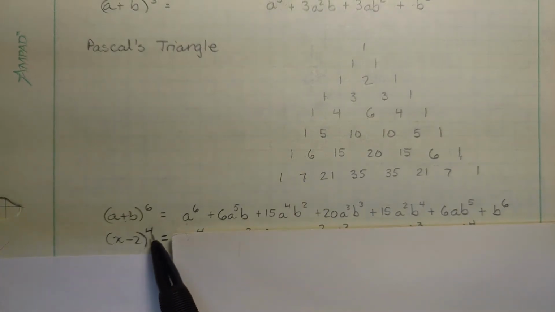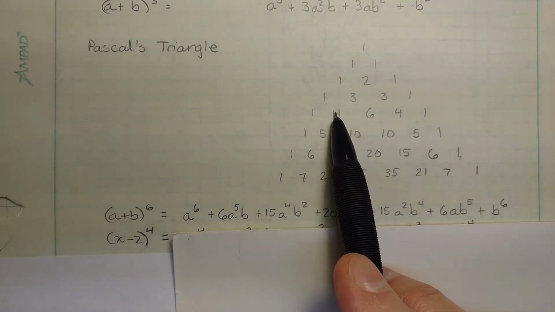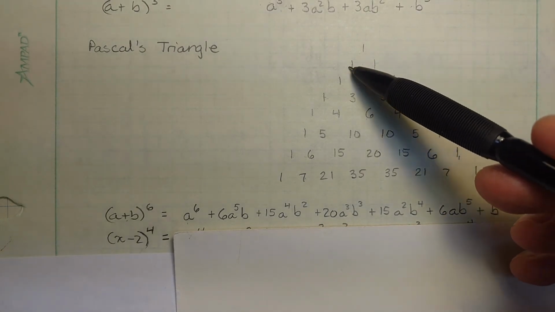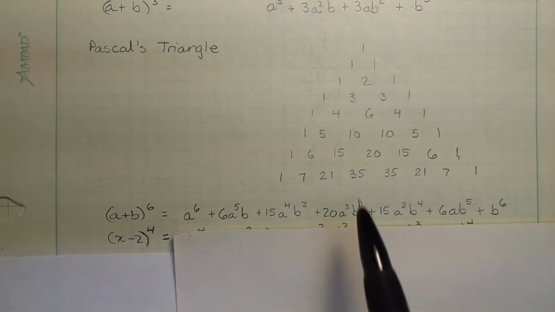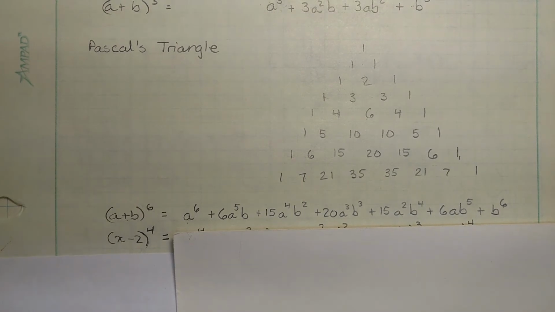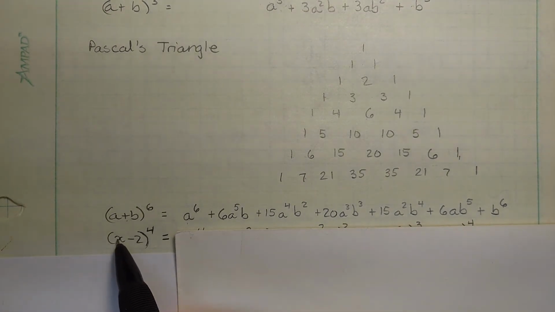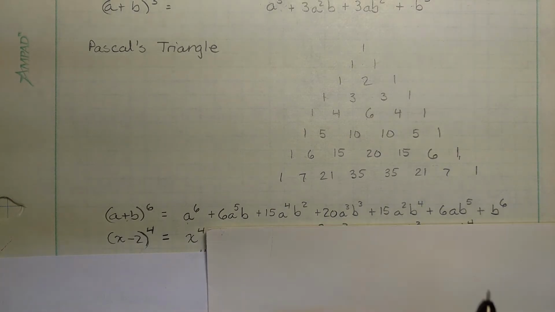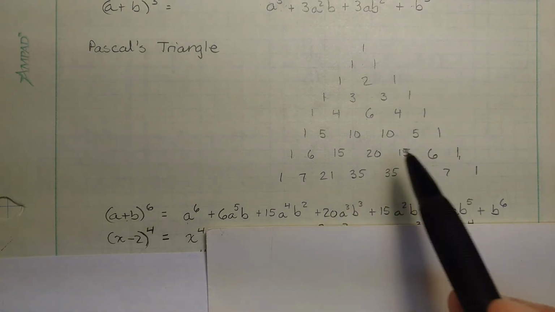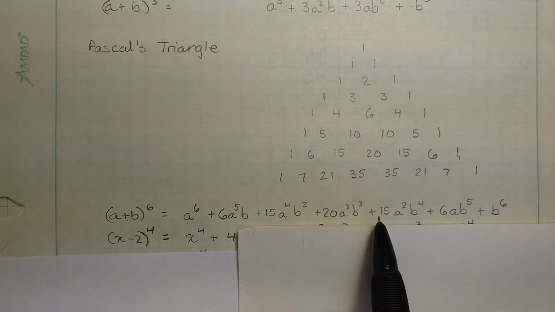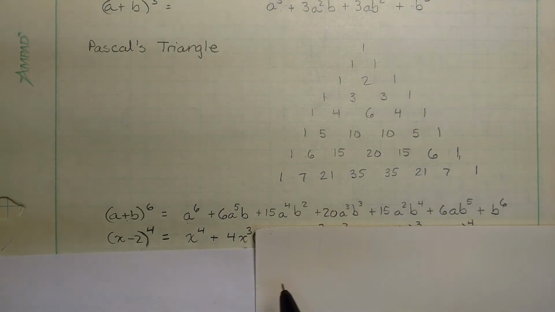So since I'm raising to the 4th, I'd go up here and look at the row that's got a 4 right here in it. Or I could think of it as being the one with 5 terms, or the 5th row. So starting here, I know I'm going to start with x to the 4th. Then I'm going to have a 4, so I'm going to get 4 times x cubed. The x is going to go down by 1 in power.